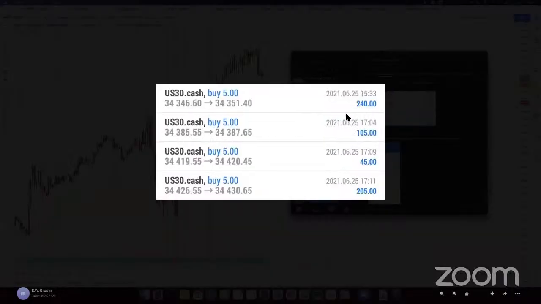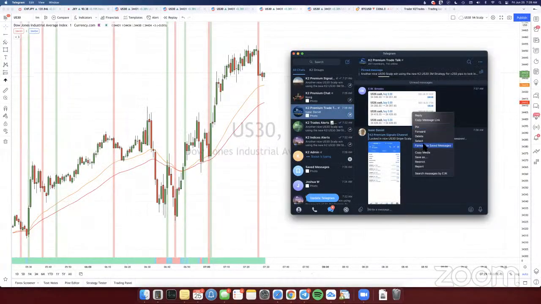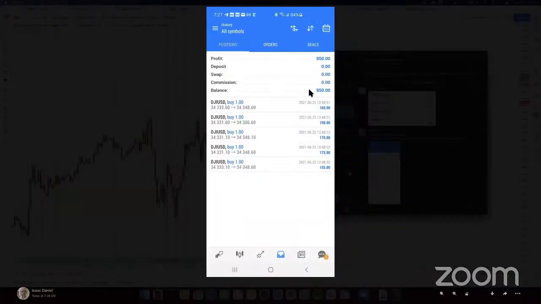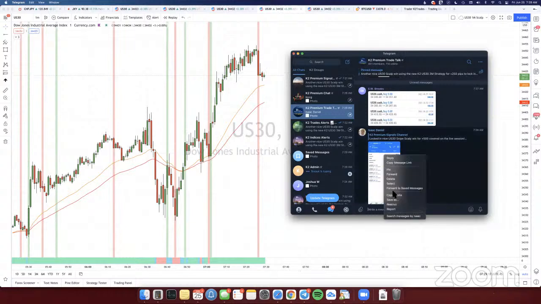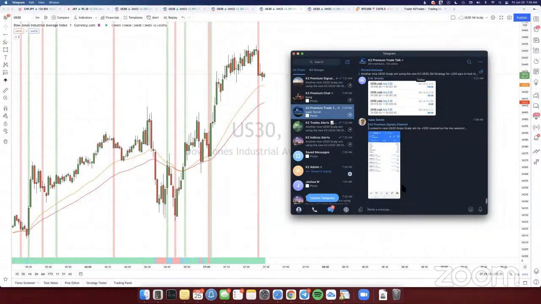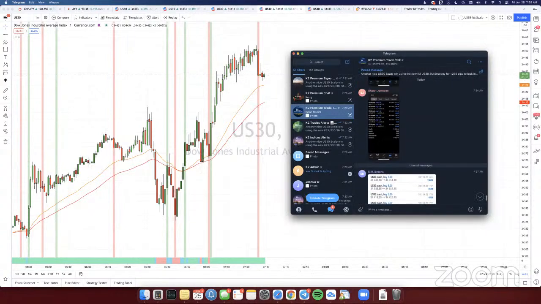EW's up about 500 bucks right here, or 600 bucks. Nice work, EW. Isaac over here, Isaac's up 850. Nice work, Isaac. So you guys did pretty solid so far. Everyone here has straight wins. I don't see any losses on anyone's screen so far.